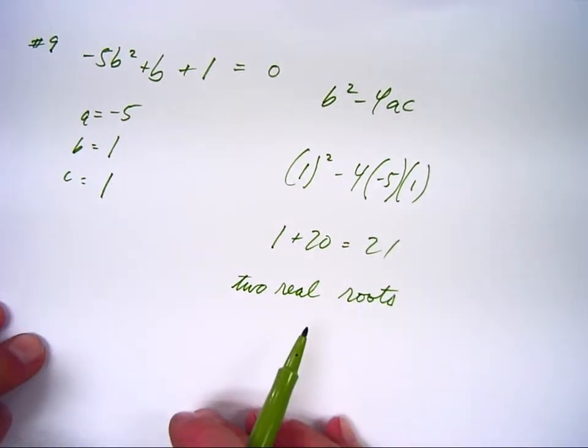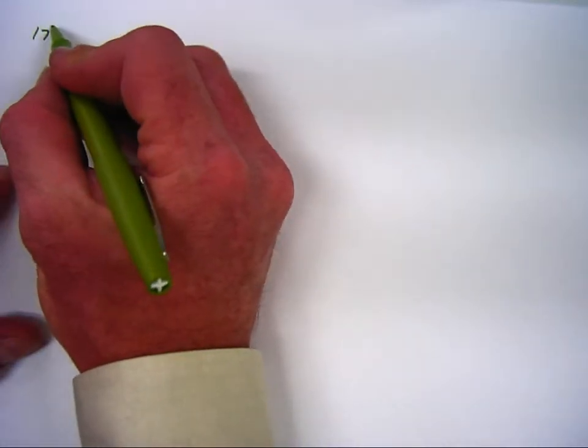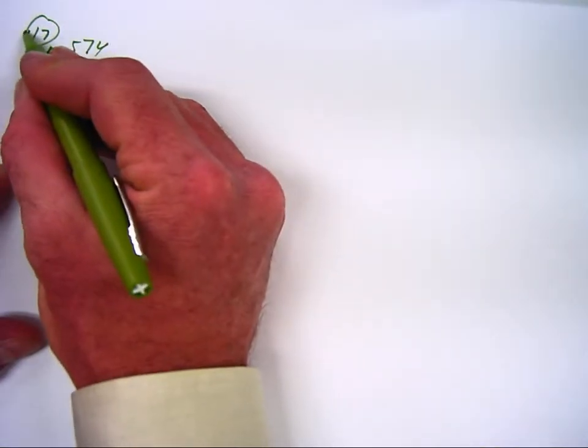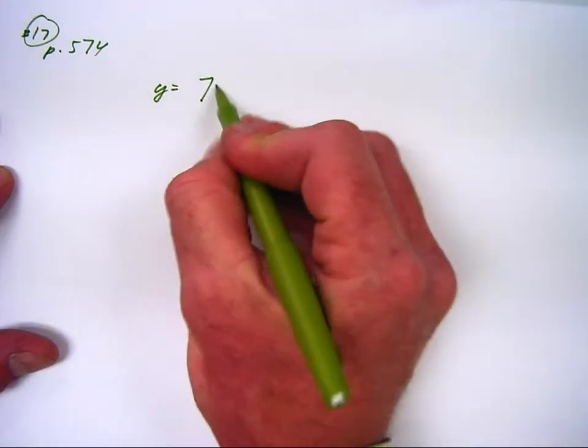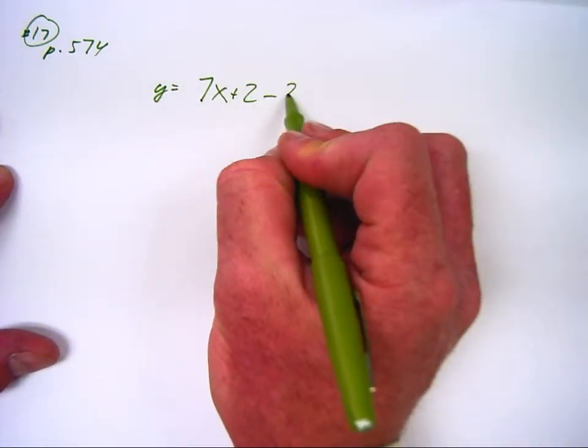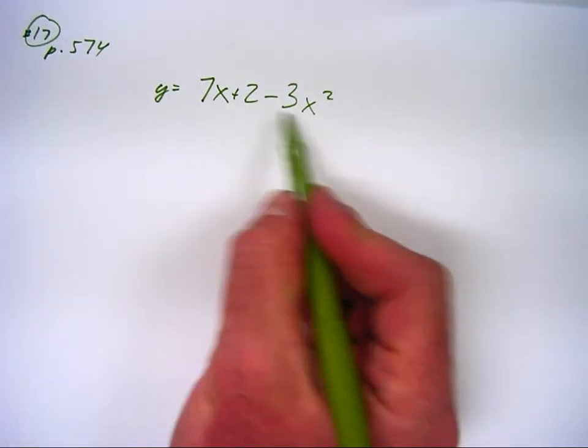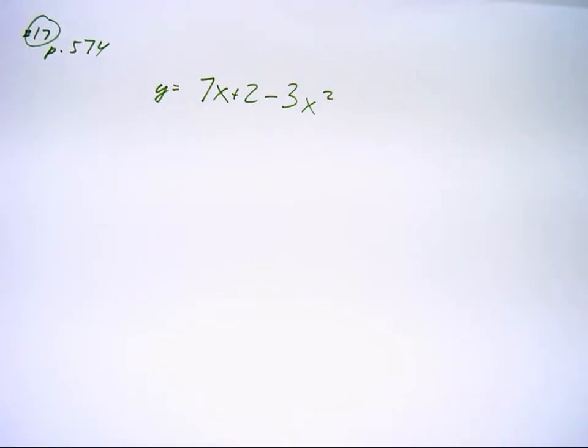Let's try number 17. That's a B problem. Shouldn't be any problem. Page 574. Number 17 is going to be y equals 7x plus 2 minus 3x squared. Okay, they're trying to nail you here just by changing the order. If we always turn stuff into standard form, we're going to be in really good shape.